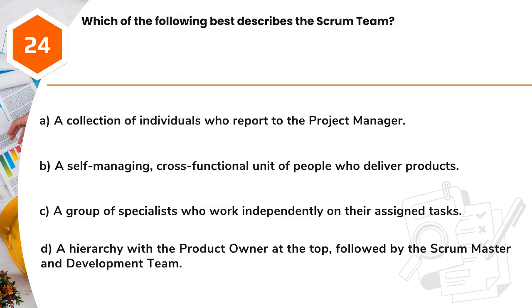Question 24. Which of the following best describes the Scrum team? A. A collection of individuals who report to the project manager. B. A self-managing, cross-functional unit of people who deliver products. C. A group of specialists who work independently on their assigned tasks. D. A hierarchy with the product owner at the top, followed by the Scrum Master and development team.